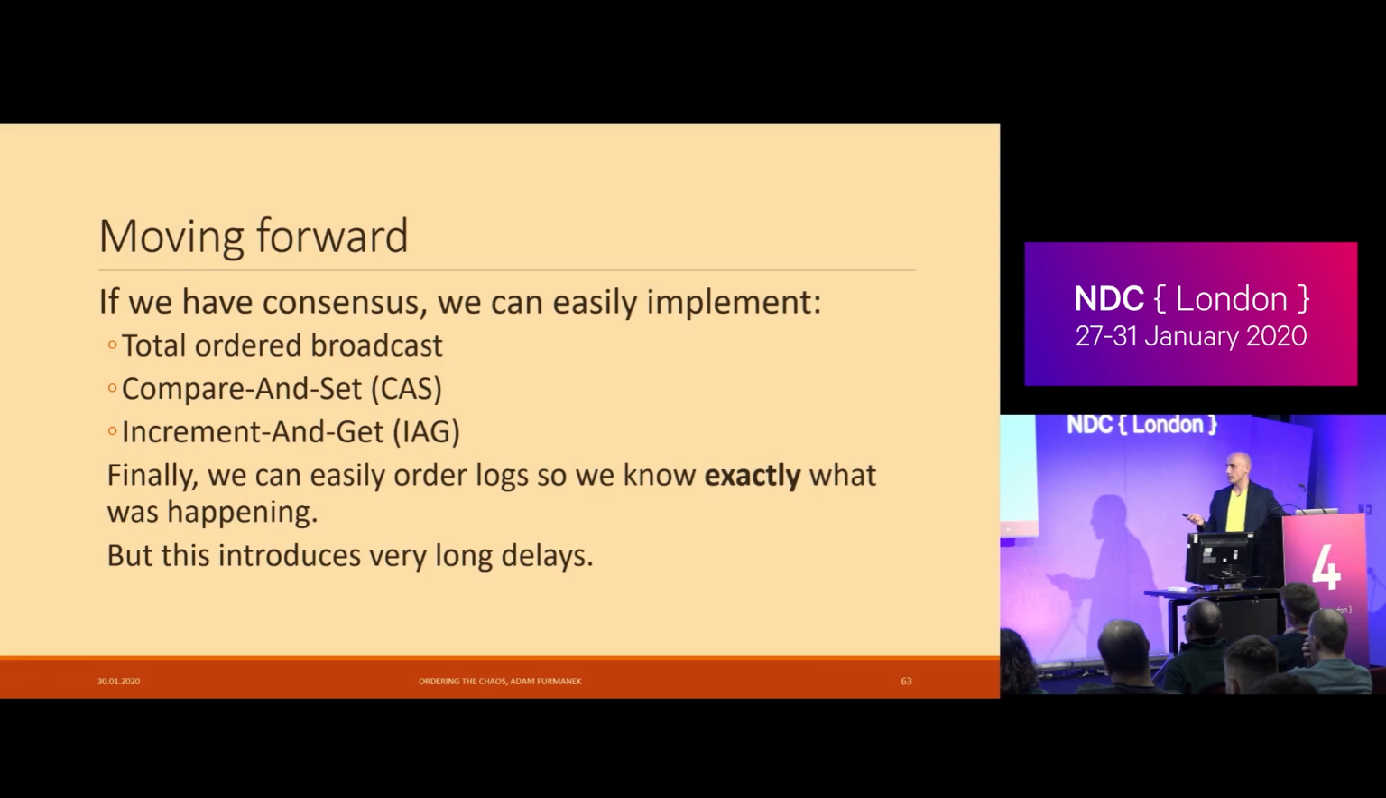So for instance, we can do the total ordered broadcast, which is basically a communication where I send a message to all the nodes in my system, and I have a guarantee that this message happened before or after other messages, and that all the working nodes, which are still working correctly, do receive this message properly, and they acknowledge it, and they commit it, etc. We can also implement distributed compare and set. We can also implement distributed increment and get. So we can finally agree on the order of events.